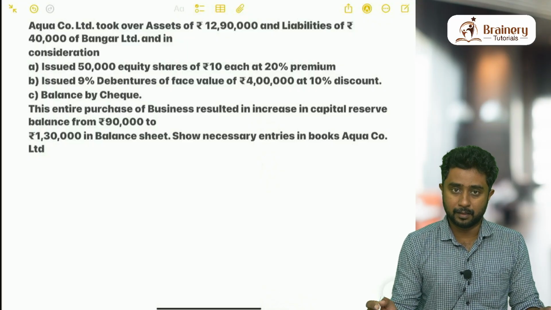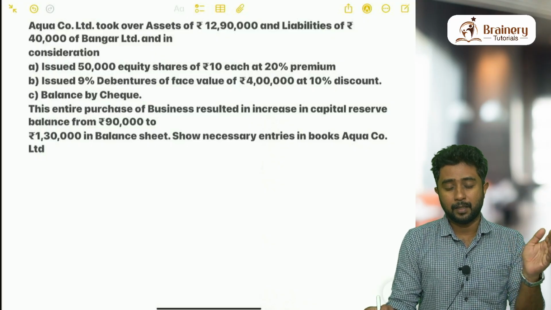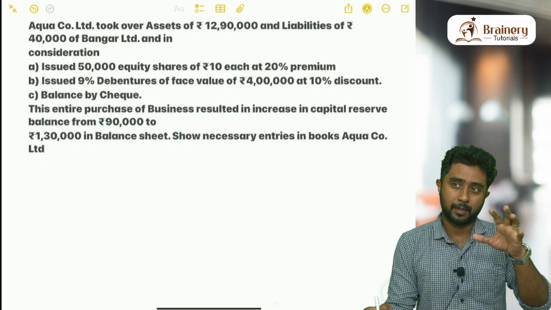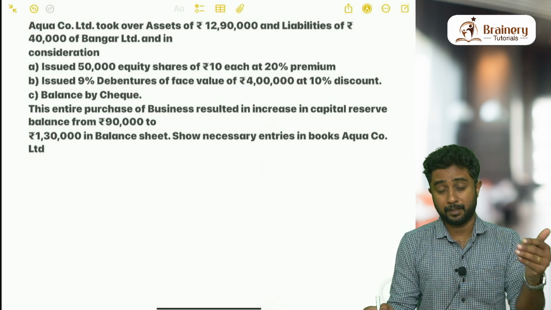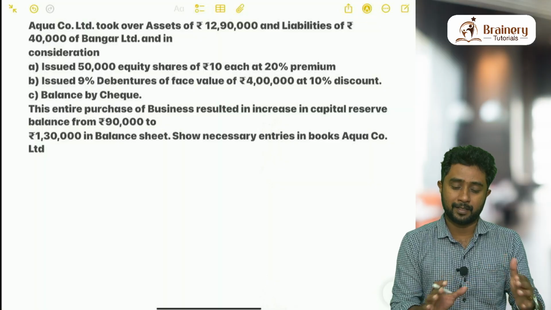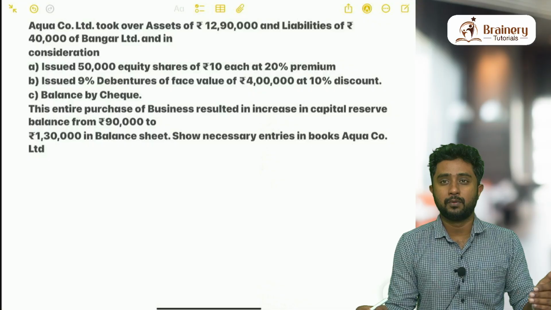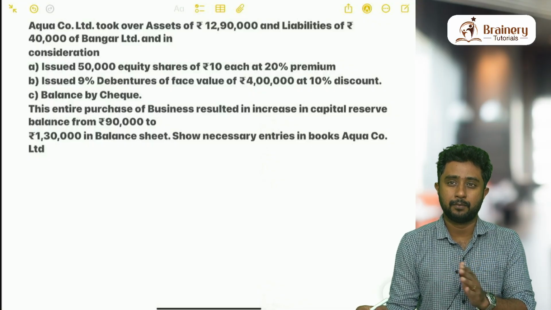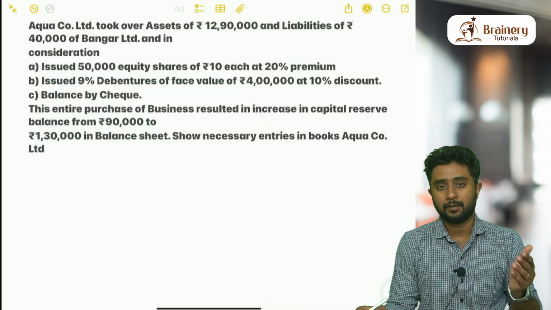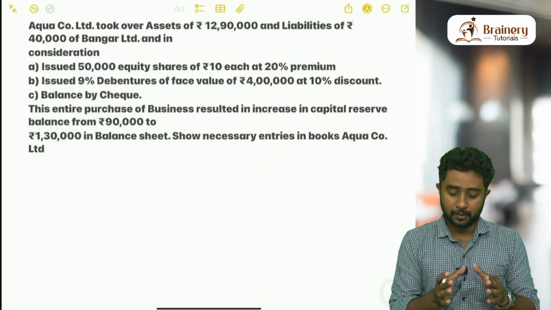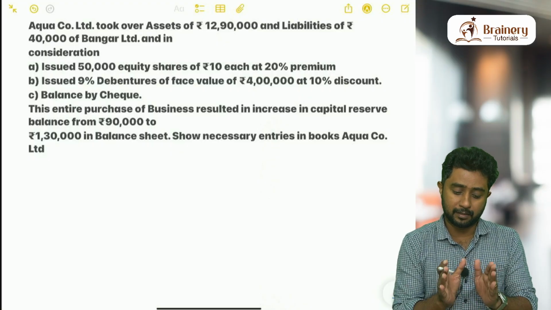The other day, when we discussed a similar kind of sum, we saw that when you pass the journal entry for purchase of business, the debit side total will sometimes be less than the credit side total. If the debit side is less, we will write goodwill there with the difference between the debit side total and the credit side total. Similarly, if the credit side total is less, we will record it as capital reserve. So that capital reserve is what they are saying here. That means the credit side total of the entry is less than the debit side total. That is the meaning of this.